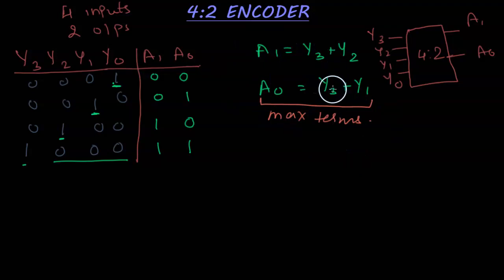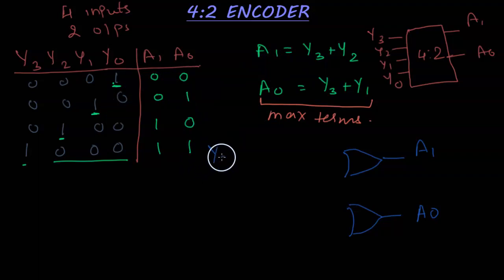Now let us create the corresponding circuit diagram for these two equations. So we have two equations and we have a plus, so that means it's an OR gate. So we have two OR gates, one for each output. So we have A1 and A0. And here we have Y3, Y2 and Y1. Y0 is not reflected in the equations of A1 and A0, so we can leave it out.